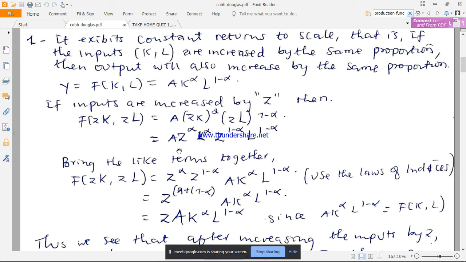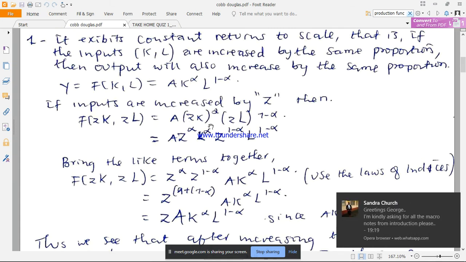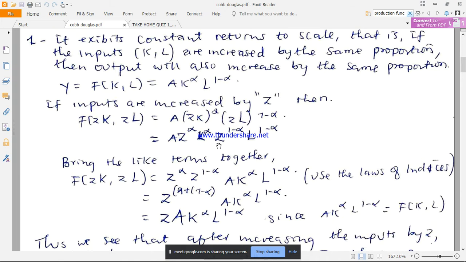Now let's open the brackets. So I've got A, Z raised to the power alpha, because we're multiplying everything by that very power. Then K should also be raised to the power alpha, because this alpha is applying to everything in the bracket. Z should also be raised to the power 1 less alpha, and L should also be raised to the power 1 less alpha. So now we have opened the brackets.